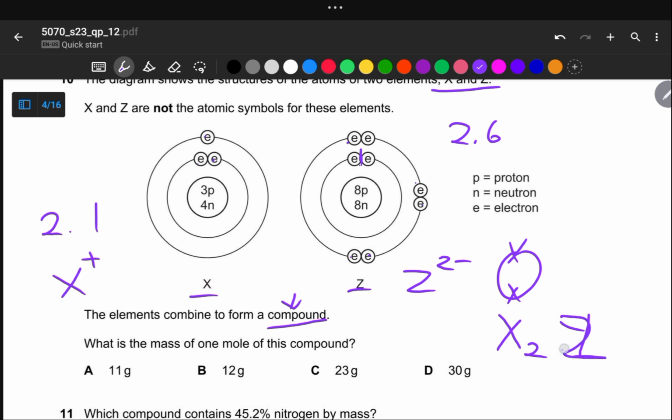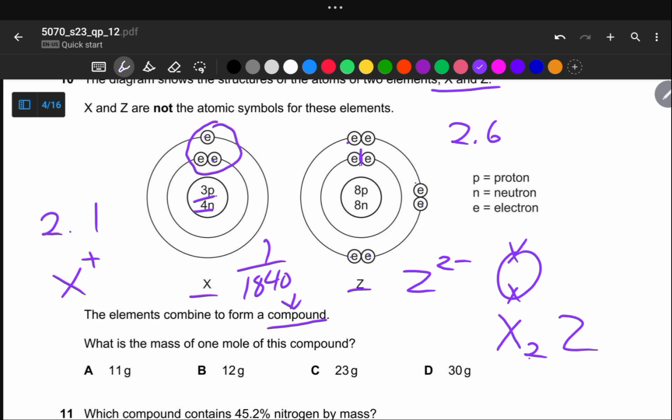So here we've got Z, not Y. X2Z, right? X2Z. So we're going to have the relative atomic mass of X times 2 plus the relative atomic mass of Z. So the mass number or the nucleon number of X is equal to 7, the sum total of protons and neutrons. Electrons don't take part in the nucleon number. Why? Because they are negligible with a mass of 1 over 1840, right?